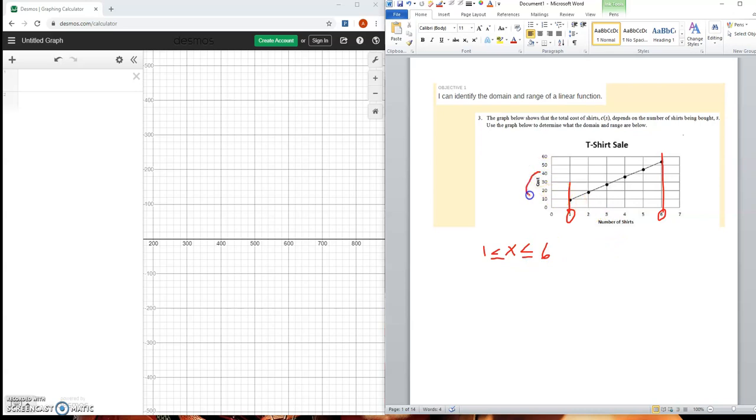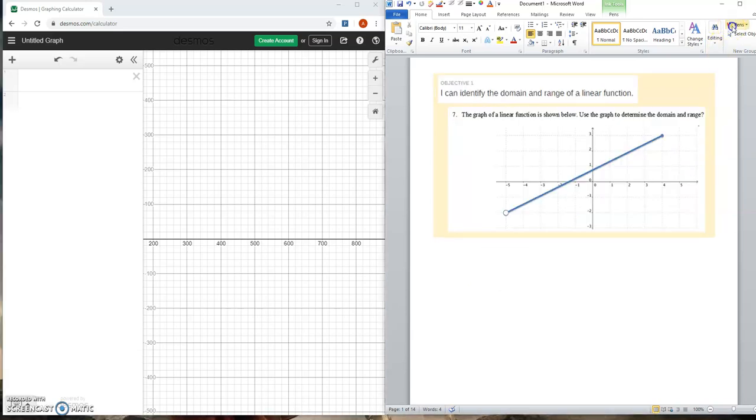Okay, so now let us do the range. I believe range is cost. You mark bottom to top, and your range is, again, y. The symbol is always like that. Your lowest is $10 and your highest is 50. Those are all solid circles, so you put the equal sign. So those are your domain and range.